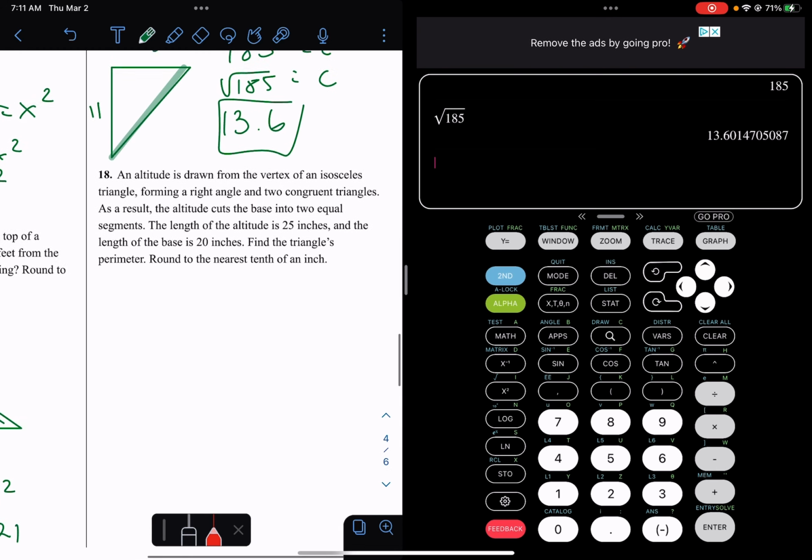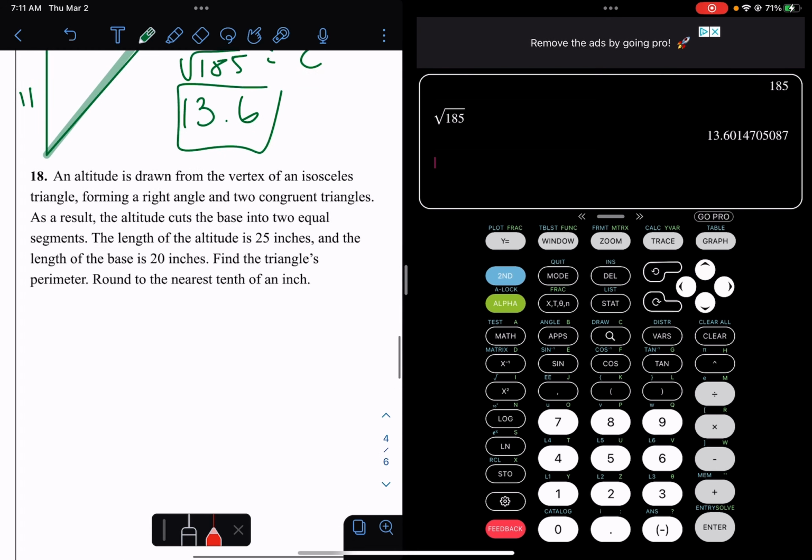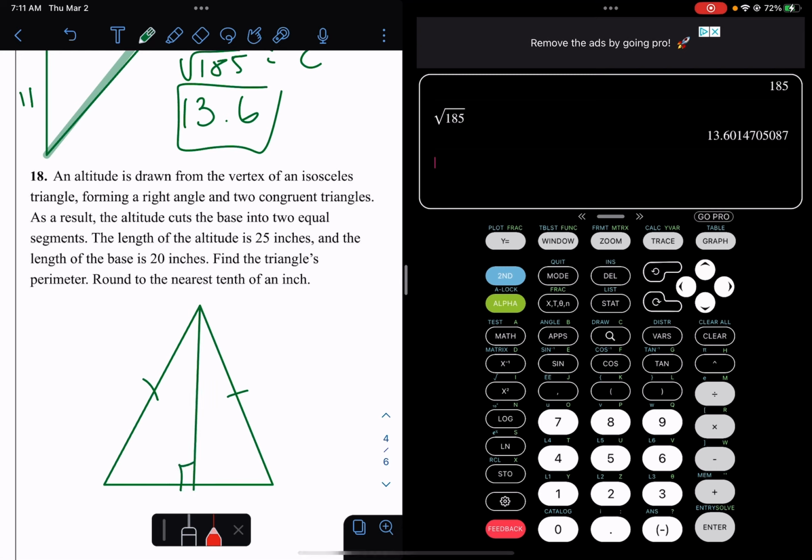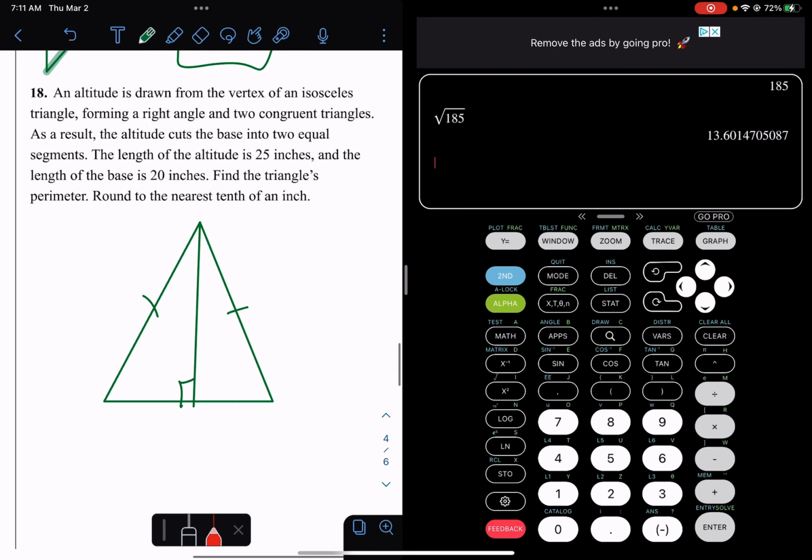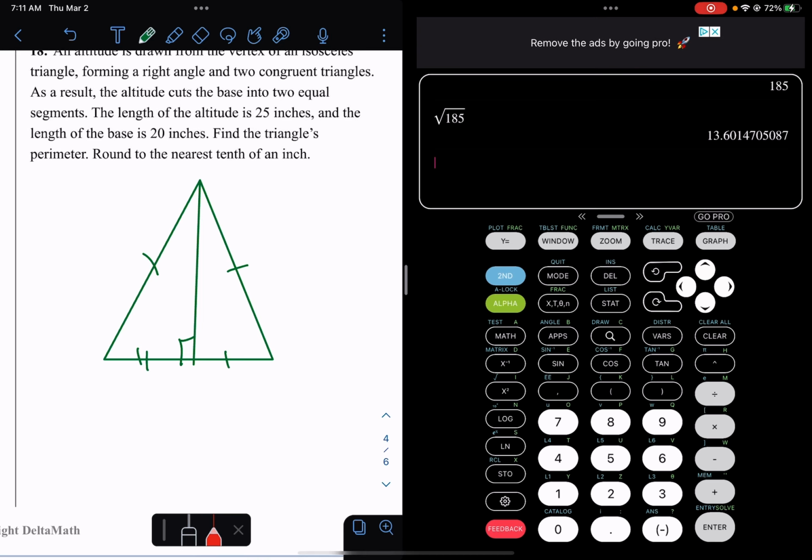All right, last one here. First off, it says an altitude is drawn from the vertex of an isosceles triangle. So what is going on here? An isosceles triangle has two sides the same, right? And an altitude is going to go right down to here and make a 90-degree angle. That's what an altitude of a triangle is. So it forms a right angle with two congruent triangles. As a result, the altitude cuts the base into two equal segments. So that means this is cut directly in half.